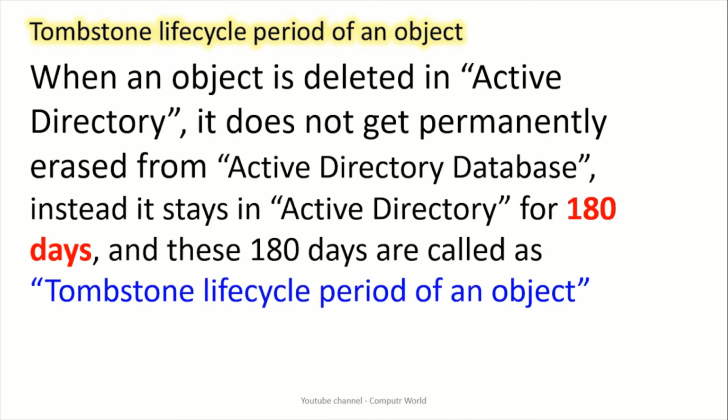Whenever an object is deleted in Active Directory, it doesn't get permanently erased from the database. Instead, it stays in Active Directory for an amount of 180 days, and these 180 days are called the tombstone life cycle period of an object, or simply tombstone period. That's 180 days by default.